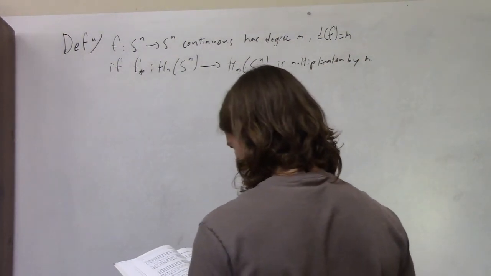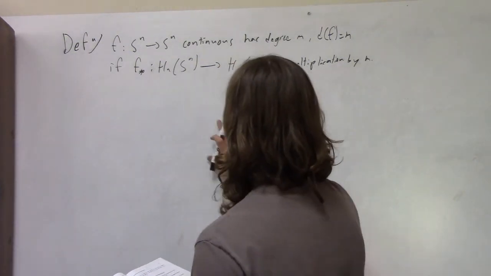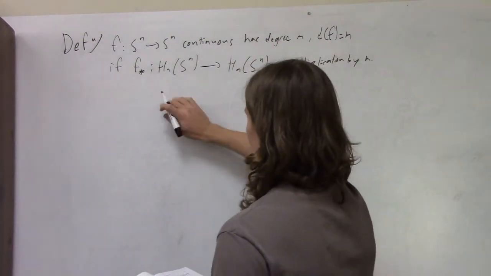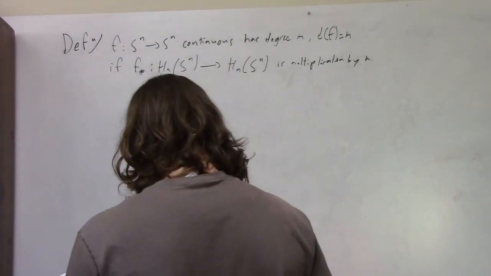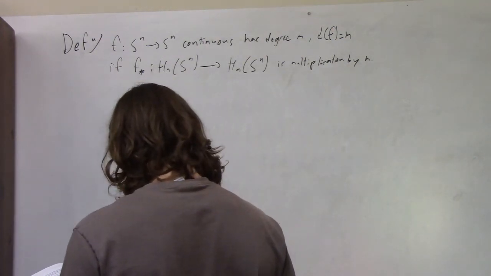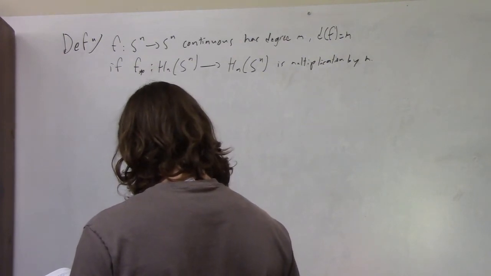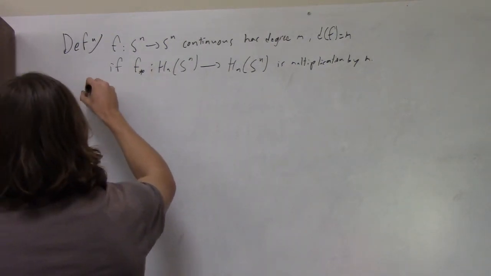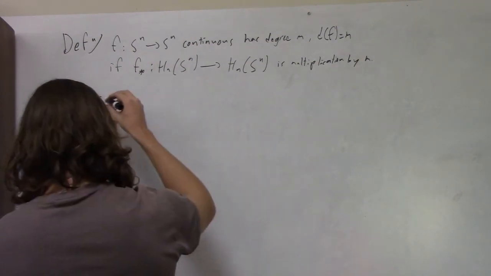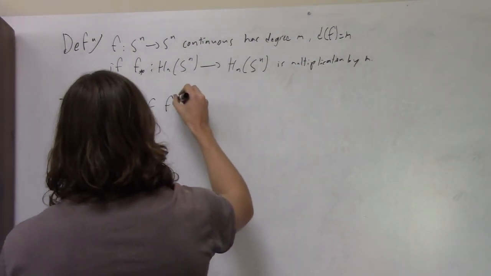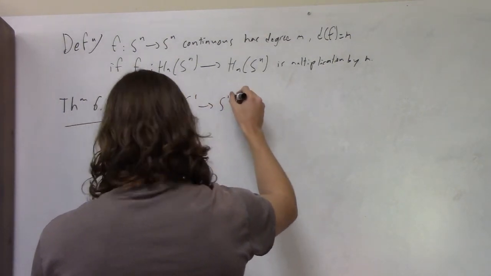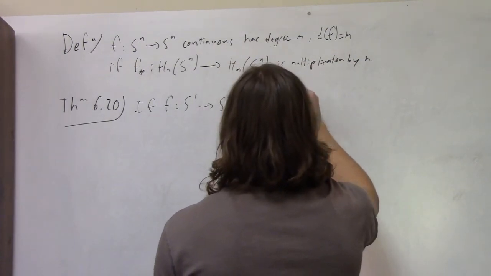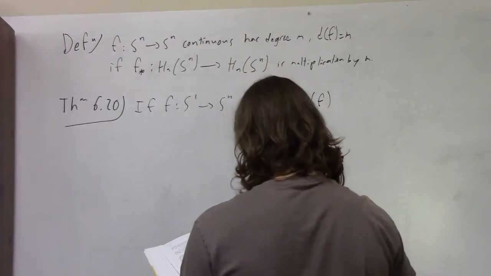Okay, so f has degree n if its induced map is multiplication by n. Remember that Hn of Sn is isomorphic to Z. So this is the definition. Recalling what we looked at with the winding numbers with S1, we're going to show that it's actually the same thing. So, here on 6.20, if f is a map from S1 to S1, then the degree of f, how we defined it in chapter 3, is equal to d of f, how we have just defined it.